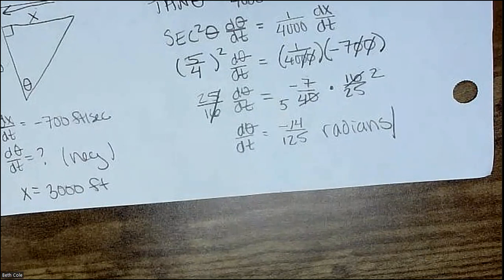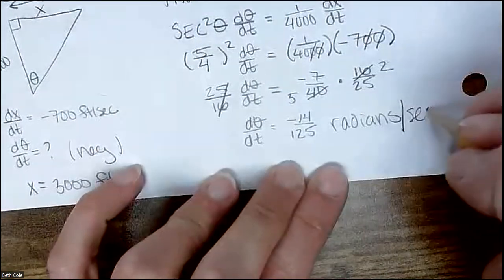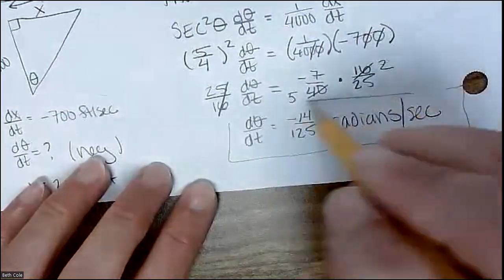So when you're talking about an angle, it's going to be radians per whatever the time unit was. So was it seconds or hours or what was this? Seconds. Okay, so that's not going to change. Don't make that up. That's in the problem. But if you're talking about an angle, it has to be radians.